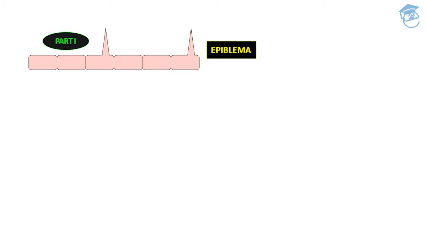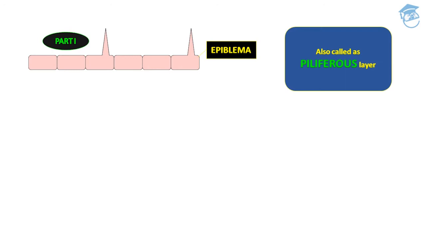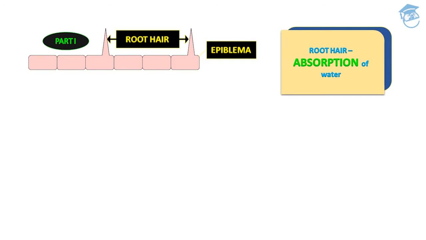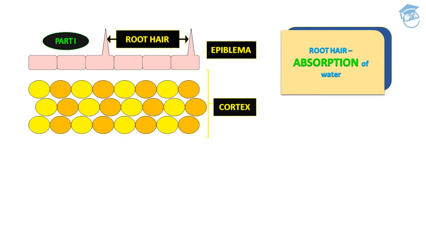The outermost layer is the epidermis, and it is also called epiblemma. It is also called the piliferous layer, and these are the root hairs that are present on the epidermis. The root hair function is to absorb water and minerals. And these cells are called cortex.